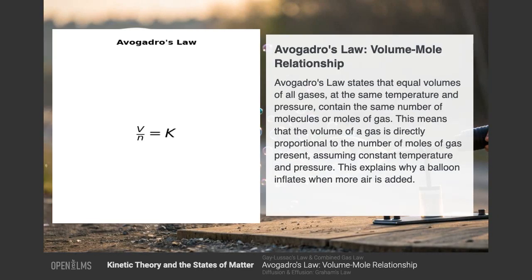Avogadro's law. Volume-mole relationship. Avogadro's law states that equal volumes of all gases at the same temperature and pressure contain the same number of molecules or moles of gas. This means that the volume of a gas is directly proportional to the number of moles of gas present, assuming constant temperature and pressure. This explains why a balloon inflates when more air is added.